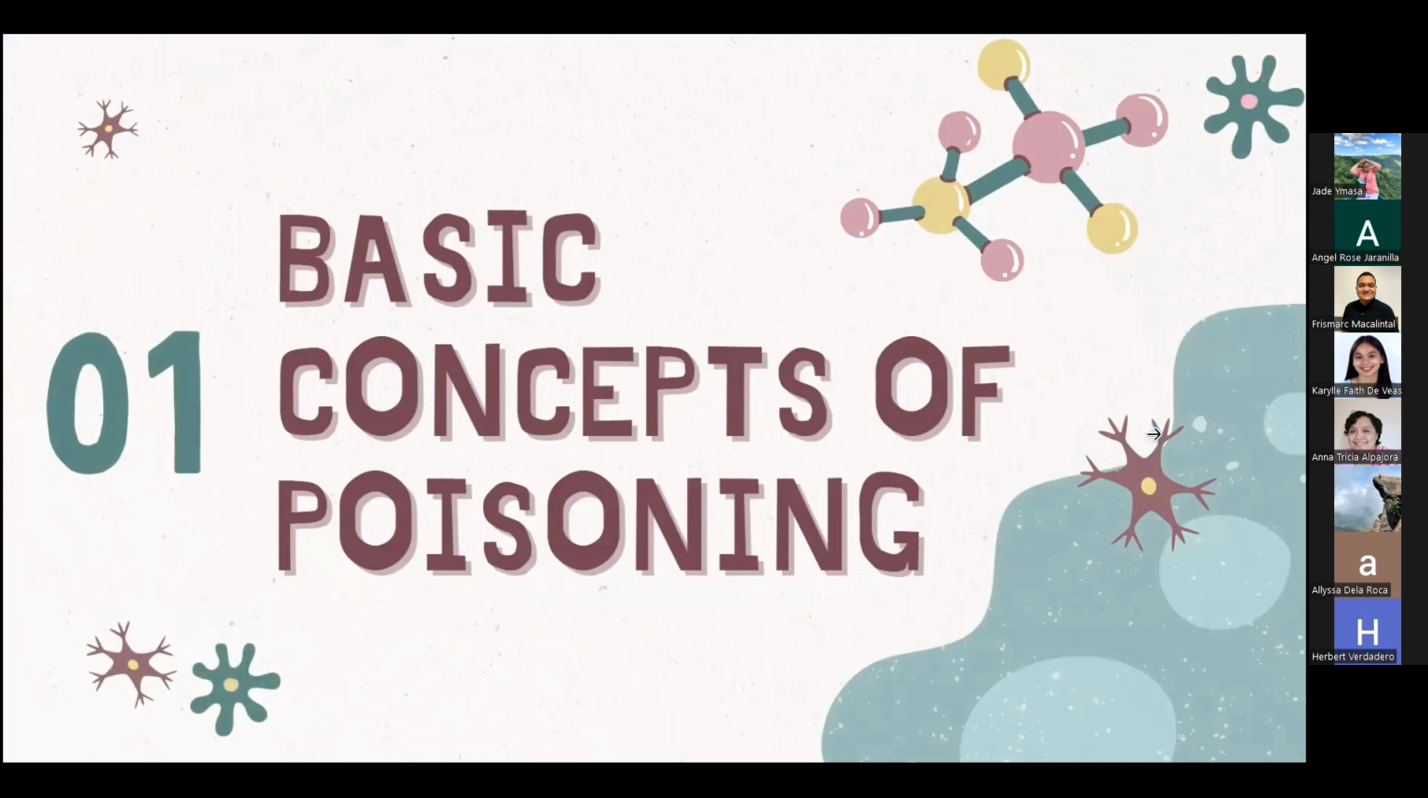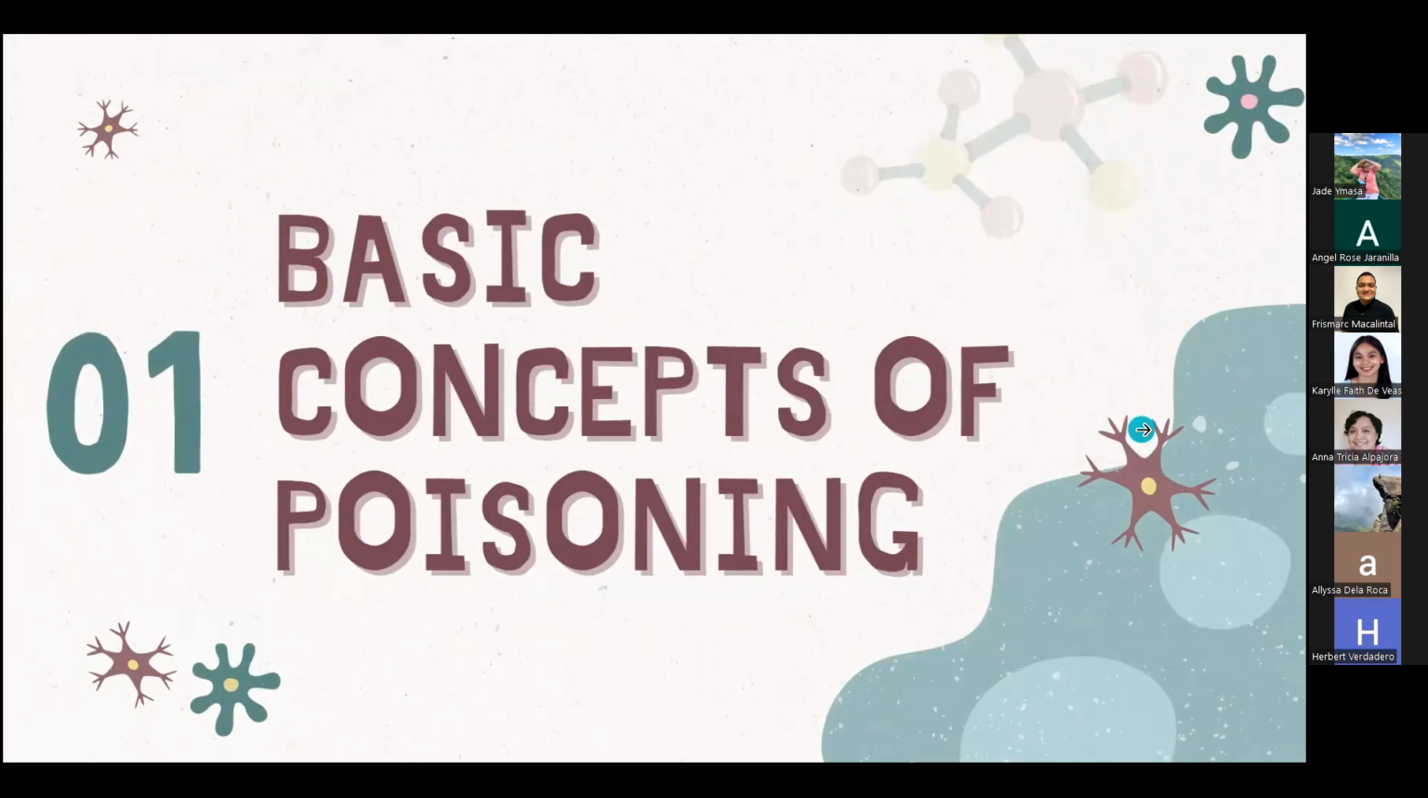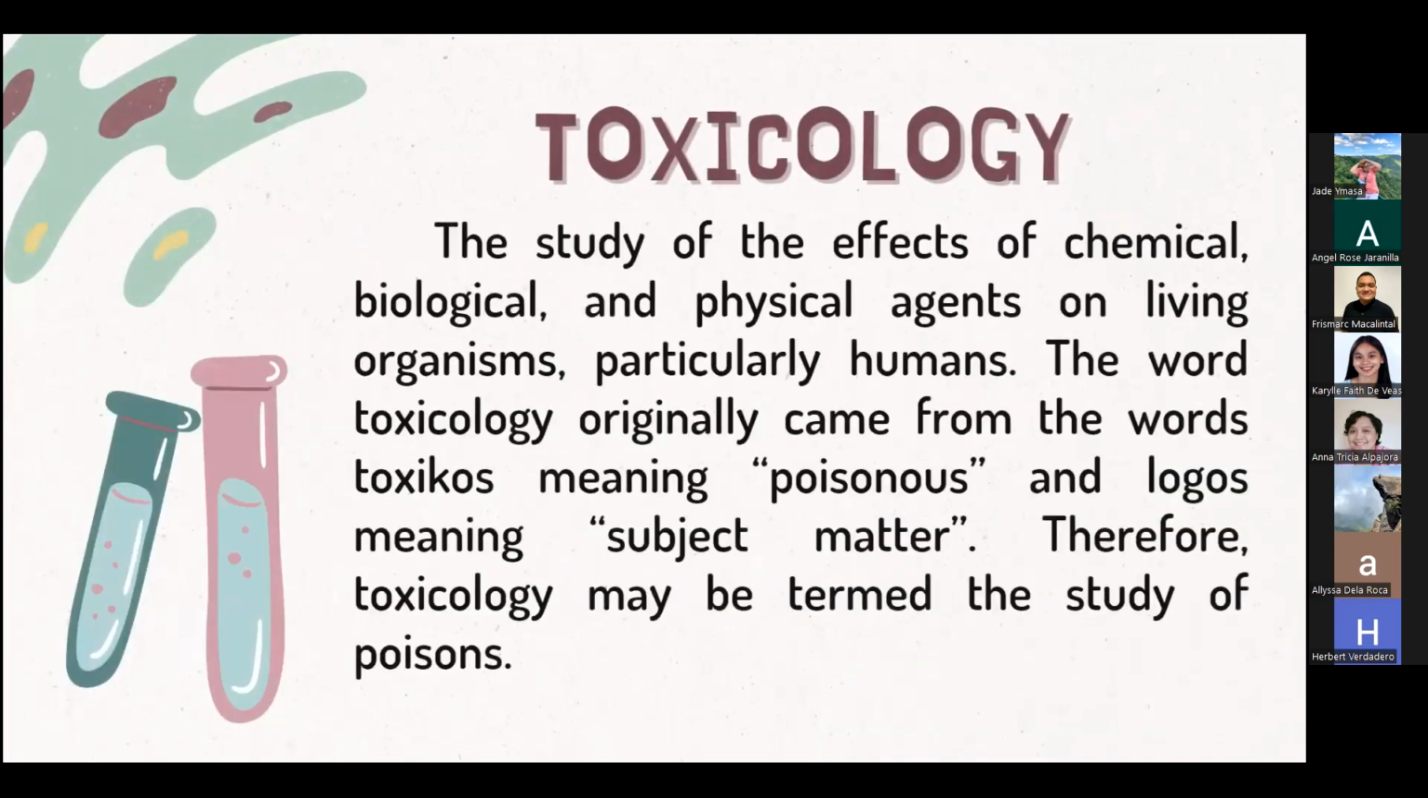Here we have the basic concepts of poisoning. So we have here the word toxicology, which is defined as the study of the effects of chemical, biological, and physical agents on living organisms, particularly humans. So the origin of the word toxicology came from the Greek word toxikos, meaning poisonous, and the word logos, which means subject matter. So therefore, when these 2 words are joined together, it may be termed as the study of poisons.